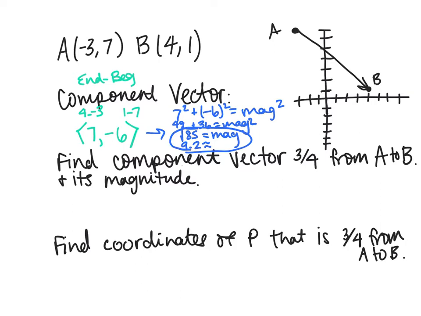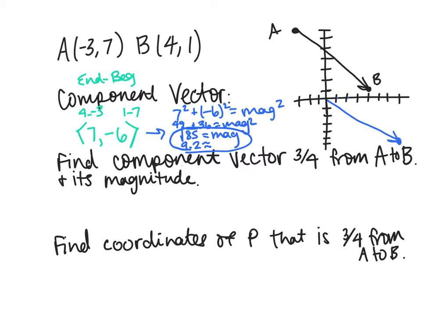So that was the first part. We have our component vector and our magnitude. Again, visually, if you want to see that, component vector was over 7. 1, 2, 3, 4, 5, 6, 7, down 6. So again, it's switching it so you're thinking about it at the origin, less numbers to deal with.